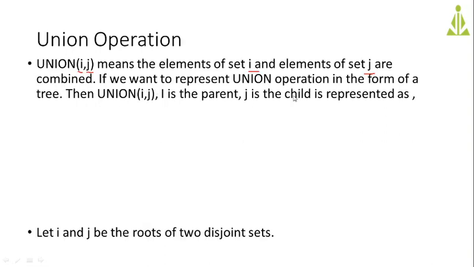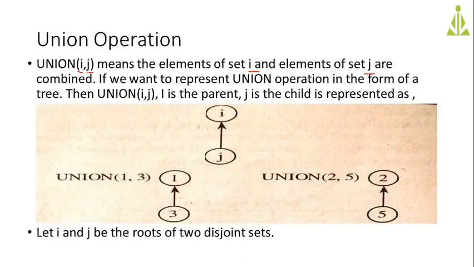If we want to represent union operation in the form of a tree, then union I comma j, I is a parent, j is a child. So whenever we have a union I comma j, every time we will make I a parent and j a child. Here, union 1 comma 3 means 1 is a parent and 3 is a leaf node. Union 2 comma 5, 2 is a root node, 5 is a leaf node.